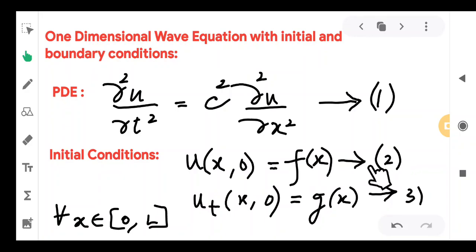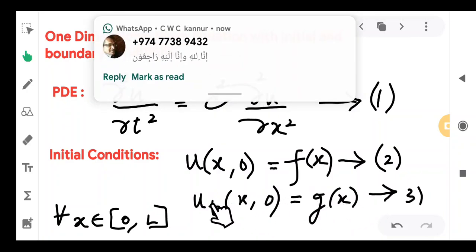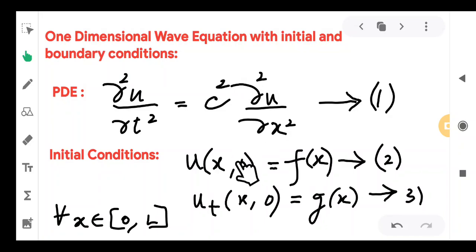That's the second condition. Now the initial velocity is taken. That means ∂u/∂t when t equal to 0 is taken to be g(x). That is also a function of x, where t is not relevant, because we have differentiated with respect to t and put t equal to 0. This is what we call the initial velocity. So these two things are called initial conditions, and this is true for all x from 0 to L.